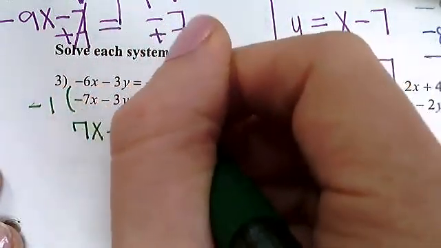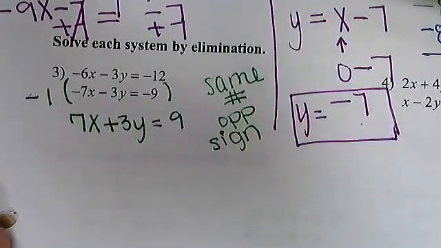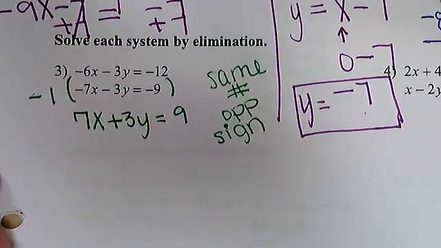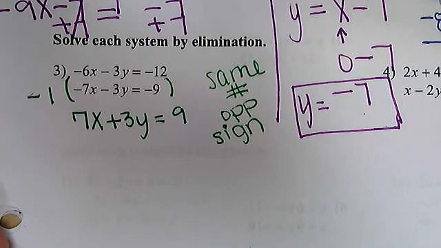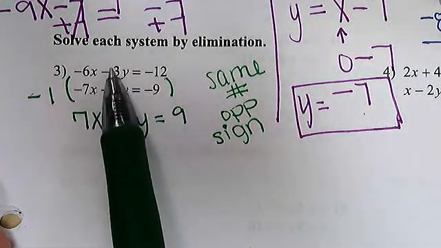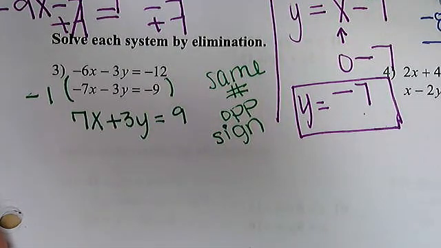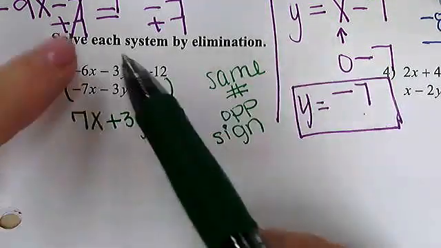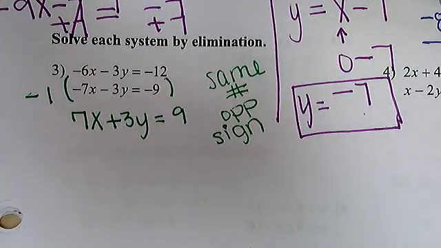And you can use your calculators to check that if you need to. Okay. The reason we multiply by -1 is because these are the same number, but they're both negative. So if we want them to cancel, they have to be opposites. So we need one to be a positive, one to be a negative.